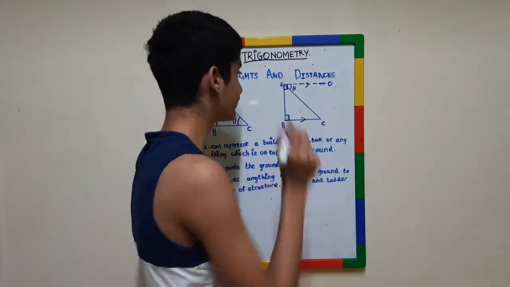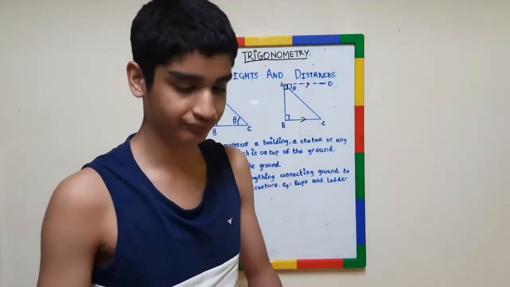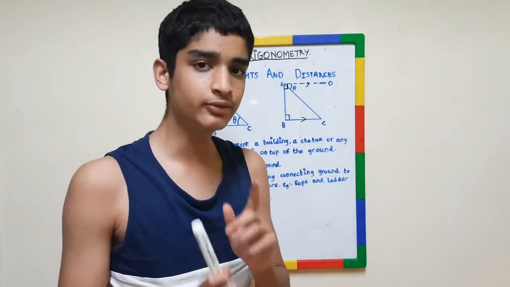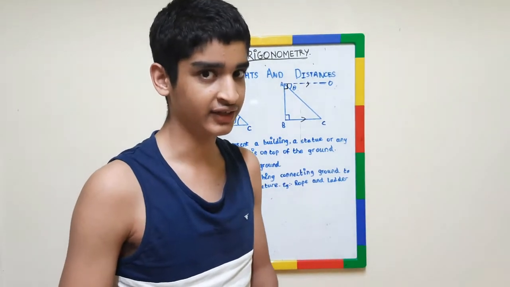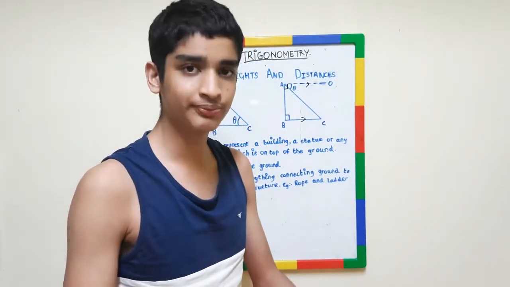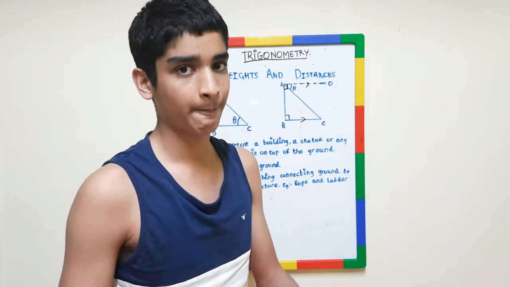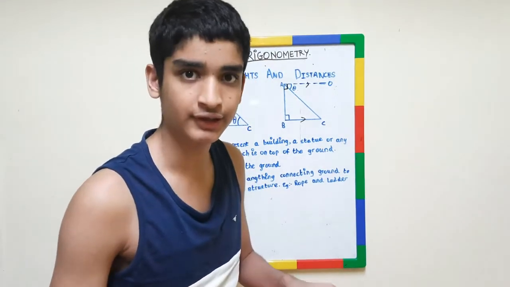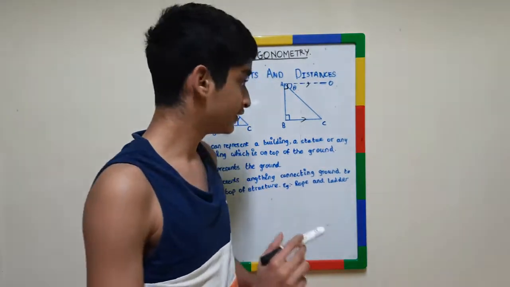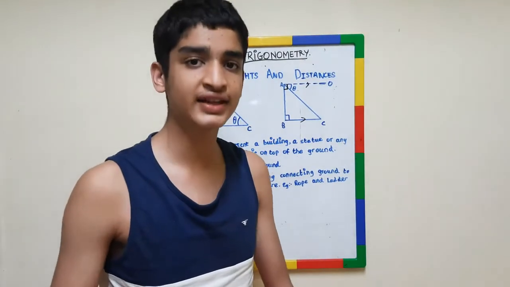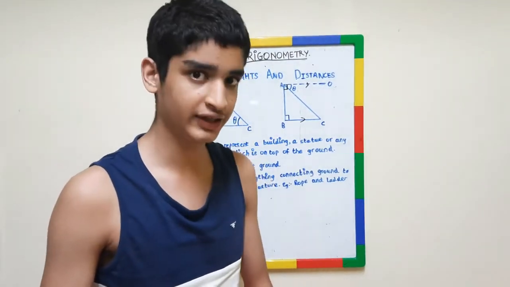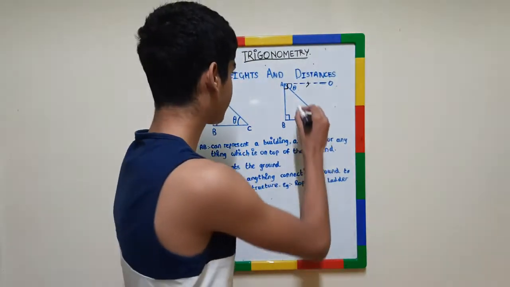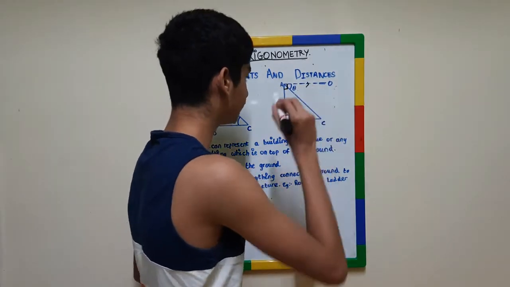sight. This is the angle of depression. So now you may notice a very interesting thing. We are just going to assume that the ground is flat and the building is perpendicular. So you may know this. This is a concept from lines and angles, which I'll make a video about later. So basically, this angle is equal to this angle.